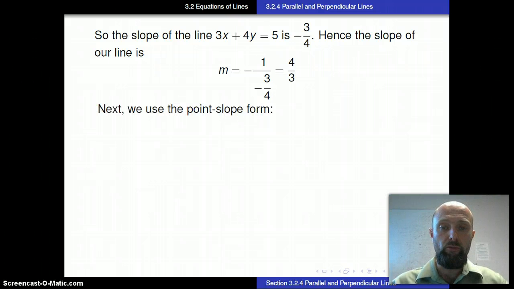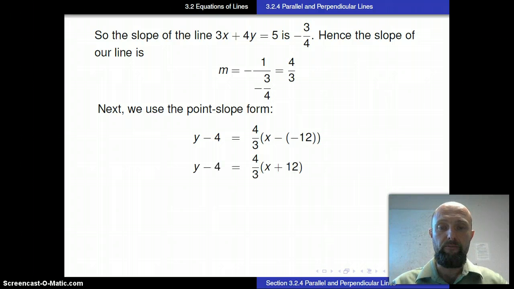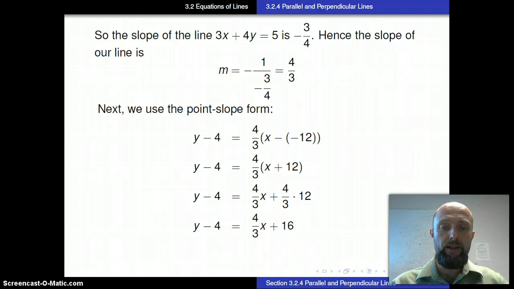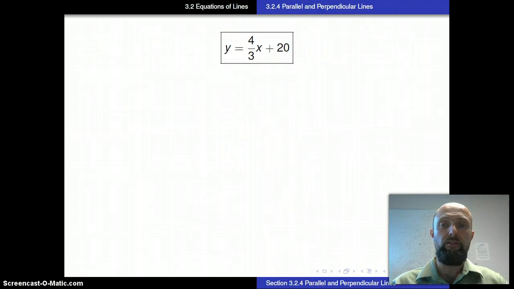Next, we use the point-slope form. We have a point and we have the slope. Y minus y1 is the slope times x minus x1. Y minus 4 is 4 over 3 times x minus negative 12. First we simplify, and next we FOIL out. Simplifying one more time, and finally, adding 4 to both sides, we find y is 4 over 3x plus 20, which is the final answer.